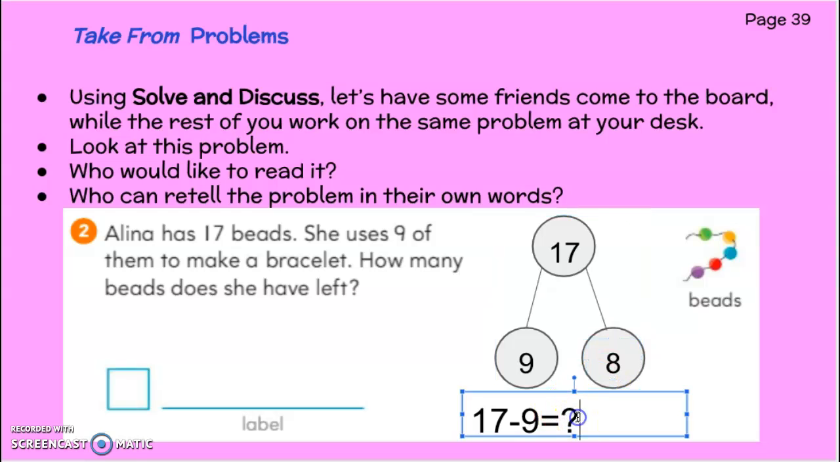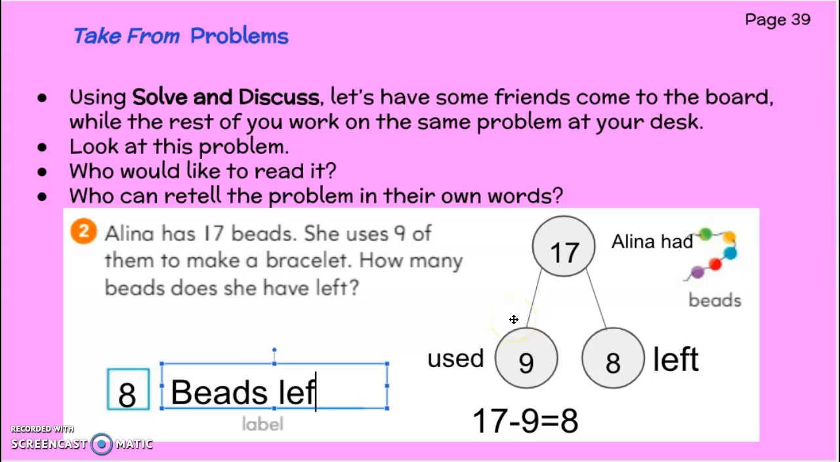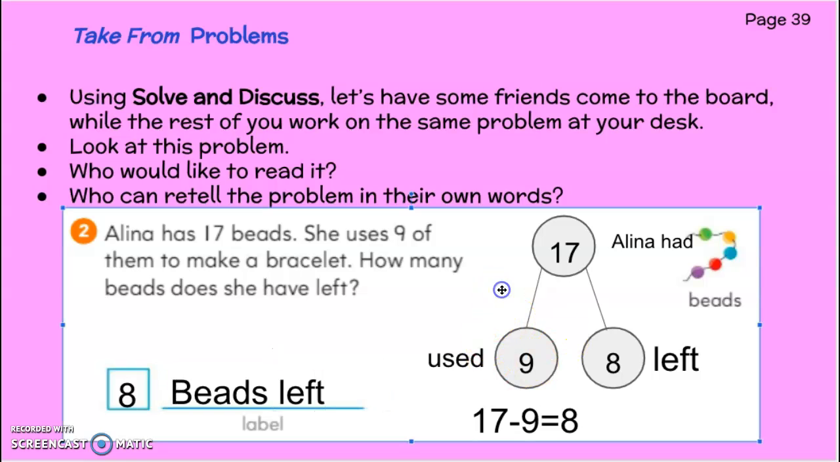Okay, so drawing, we can finish that. Equation, we can finish that. And then we've got our answer in here now, and now we need to label it. All right, so Alina had 17 beads. She used 9. There are 8 left. So our drawing, our equation, our answers, our labels, and so I've answered it again here. 8 beads left to finish off my label.